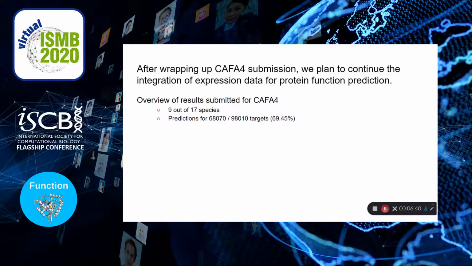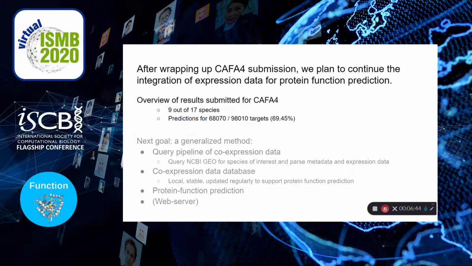And after wrapping up for CAFA-4 submission, we plan to continue the work to build a generalized method to implement expression profiles into protein function prediction.